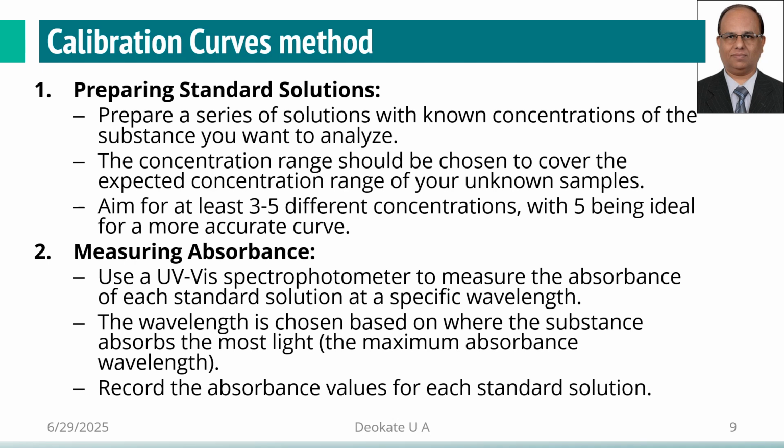To find the lambda max, prepare a 10 microliter solution and go into the spectrum mode, find the lambda max value from there, and do the rest of the quantitative estimations in the quantitative mode using the lambda max value shown in the spectrum mode. The wavelength is chosen based on where the substance absorbs the most light, the maximum absorbance wavelength, that is lambda max. Record the absorbance value for each standard solution.